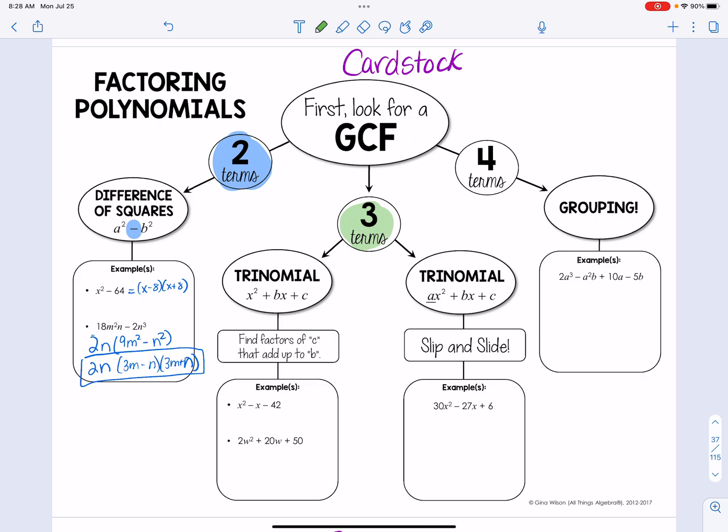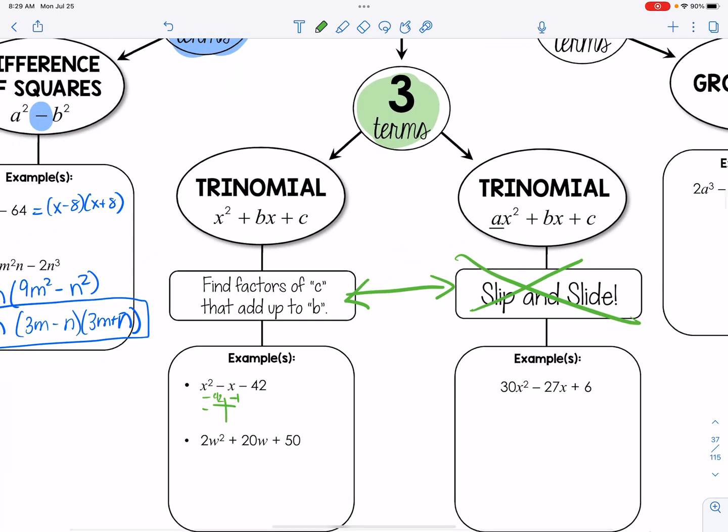I took out the slip and slide, so we're going to cross this out. I should have edited it. We're not going to do the slip and slide. We're going to do these two things right here. So if I do this, I would do factors of negative 42 that add up to negative 1. That's a negative 7 and 6. And I'm going to put those into the middle. x squared minus 7x plus 6x minus 42. And so here I can take out an x, and here I can take out a 6. So I get x minus 7 and x plus 6.